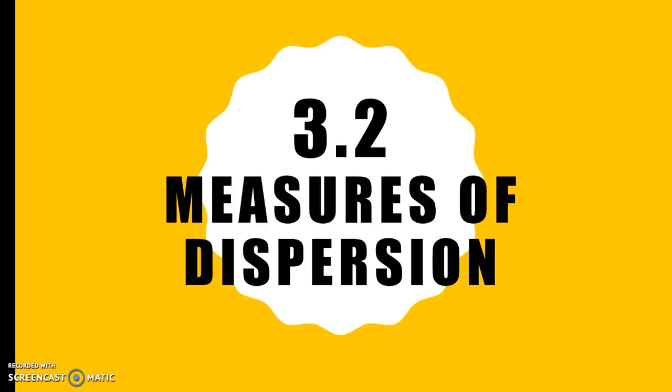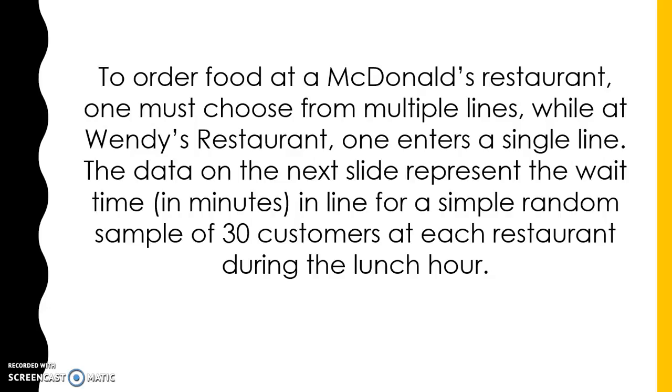Let's look at 3.2. We're going to look at measures of dispersion. We also call these measures of variation or measures of spread. So let's look at an example to start off with.